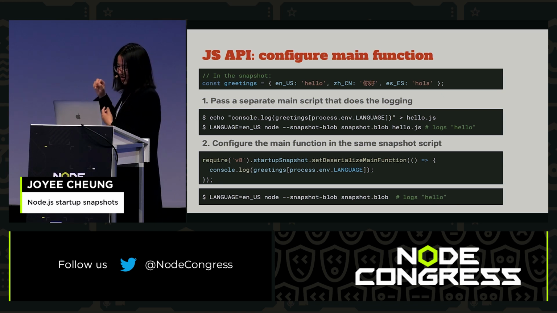So instead, you can use the JavaScript API, which can include a main function into the snapshot. So the code of this main function will also be compiled and serialized into the snapshot. So at runtime, Node can just deserialize this main function and just run it. Then we no longer need additional input, and it's also faster because there is no need to compile more code.